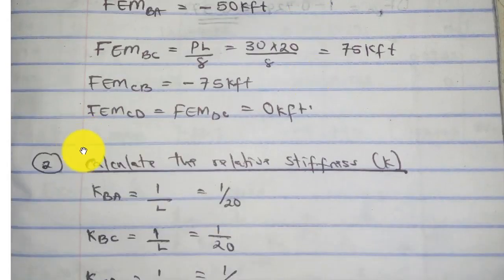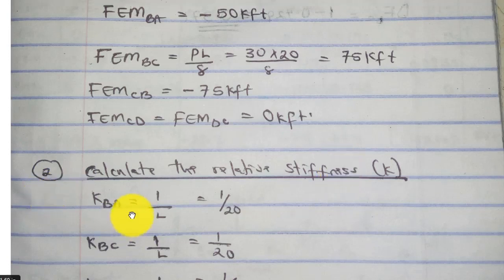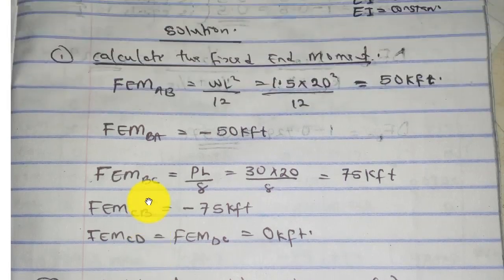The second step will be to calculate the relative stiffness. Relative stiffness K, which I told you is what we use in analysis. We don't use bending stiffness, we use the relative stiffness. And we've derived before that it is 1 over L if the far end is fixed, or if the far end is hinged, it is 3 over 4L. So here it is what? Fixed. So we have 1 over L. Come and confirm if it is fixed or not.